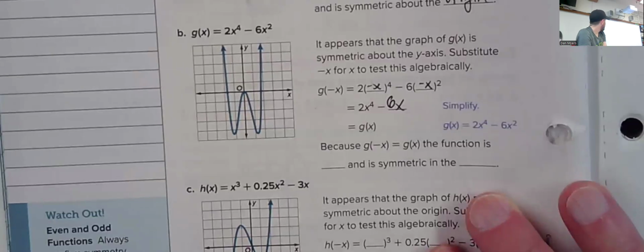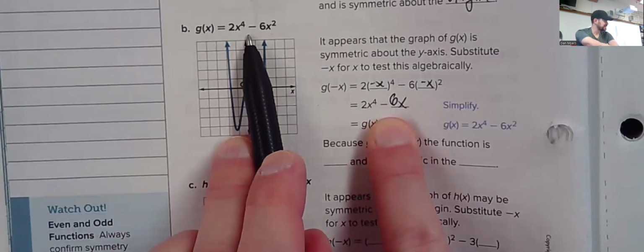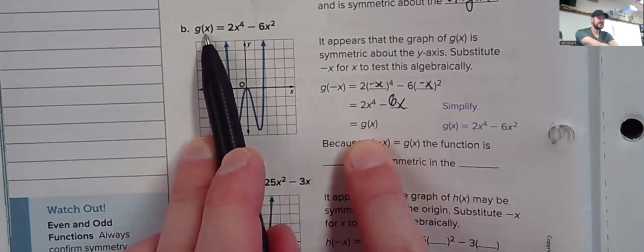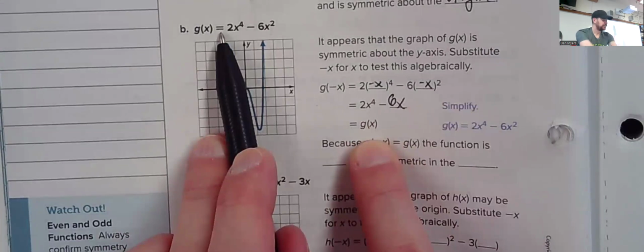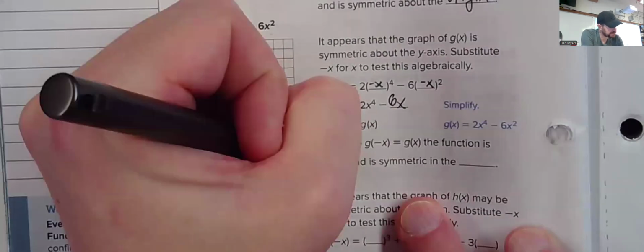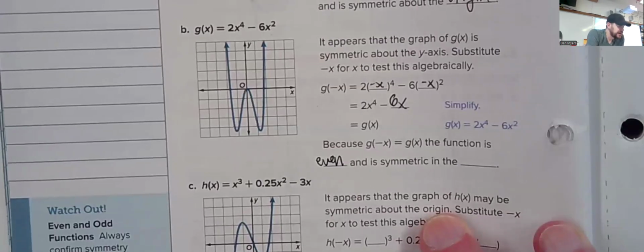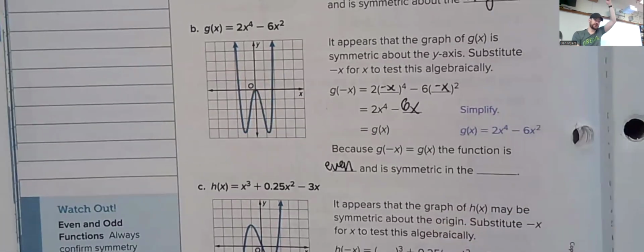So whether you use x or the opposite of x, you still end up with 2x to the fourth minus 6x, which is the same thing as the original g of x. Positive x or negative x produces the same y value, which means that the function is even. And is symmetric in, we're going to say the y-axis, because it's symmetrical around that vertical y-axis.